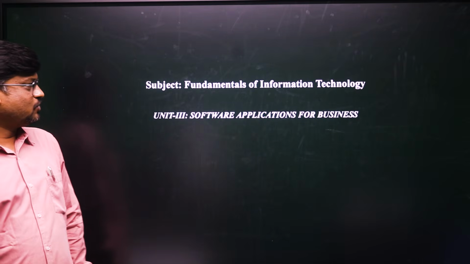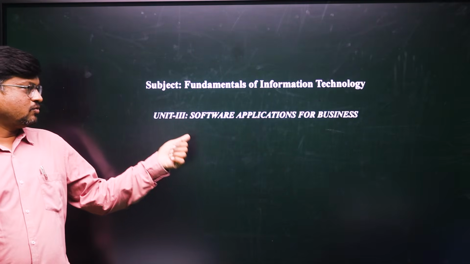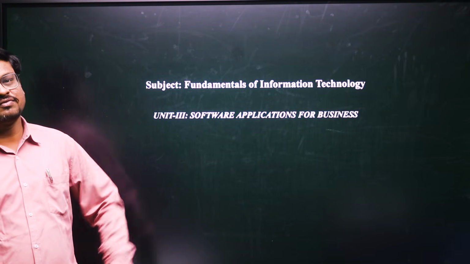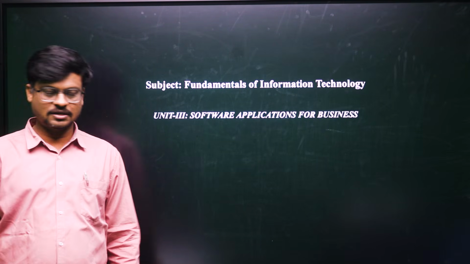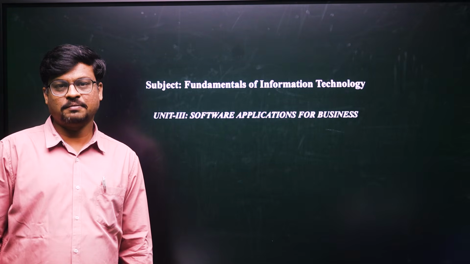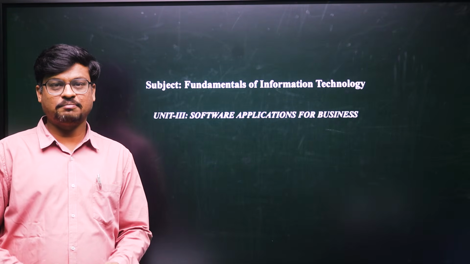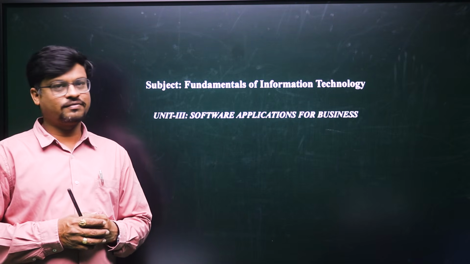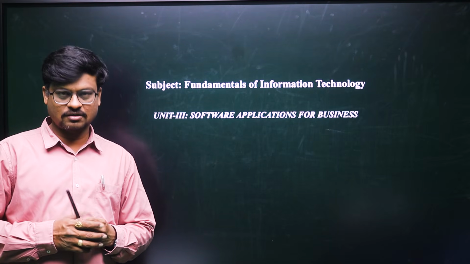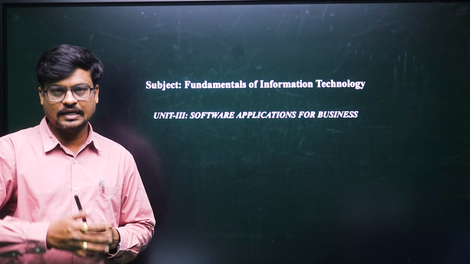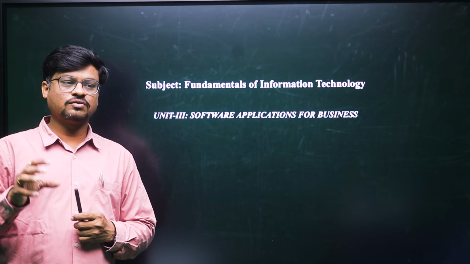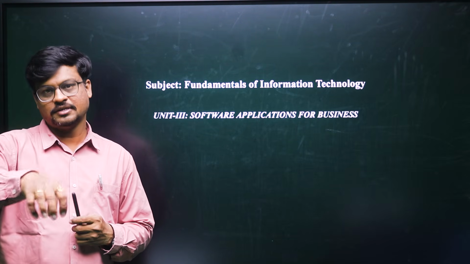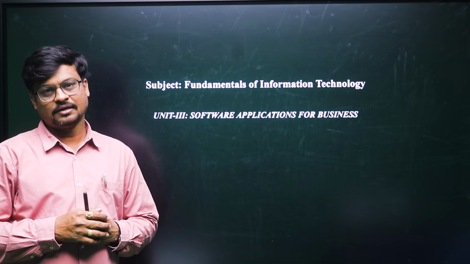We will go with our unit number 3. In unit 3, we will be talking about what software applications are available for the business. Again, you are going to make better decisions and have a better understanding of your data. For that purpose, we will discuss what software applications are available for the business and what their categories and kinds are. We will be discussing ERP, CRM, all those things.